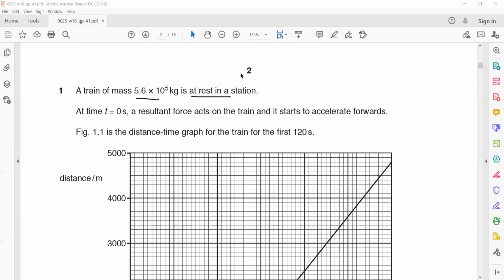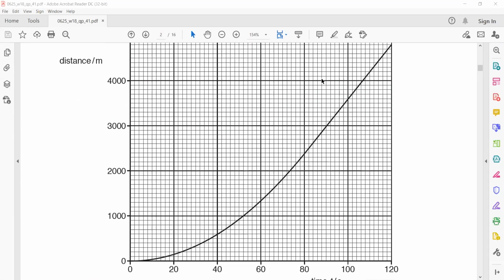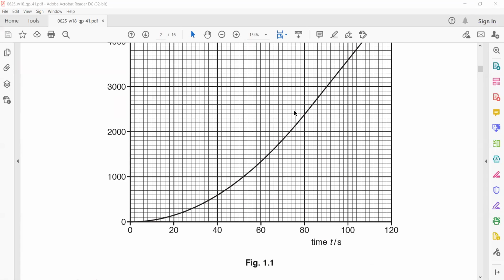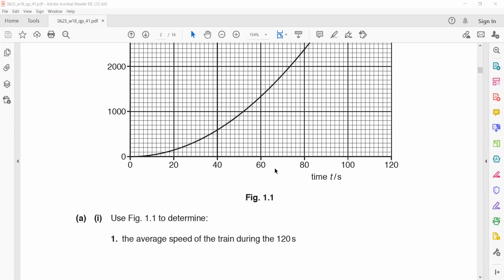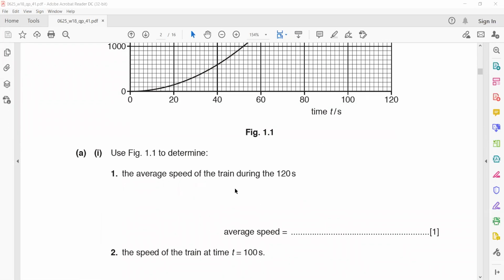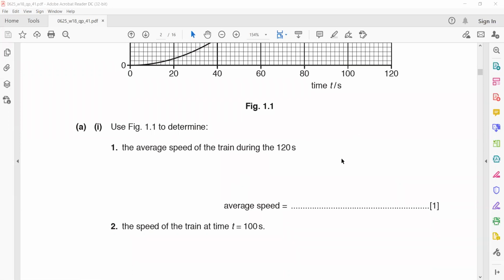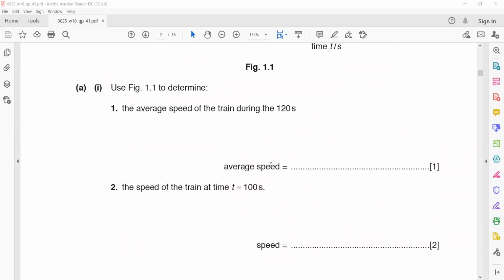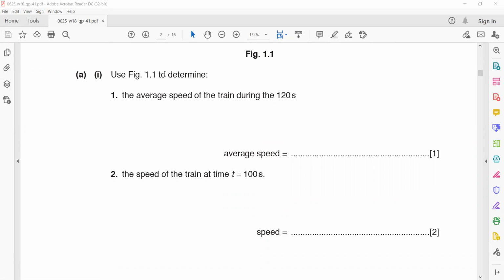For a distance-time graph, we can find two things, the average speed and the actual speed. Average speed is the total distance over total time, and actual speed is found by finding the gradient. By finding the gradient, we can find the actual speed. So use Figure 1.1 to determine the average speed.